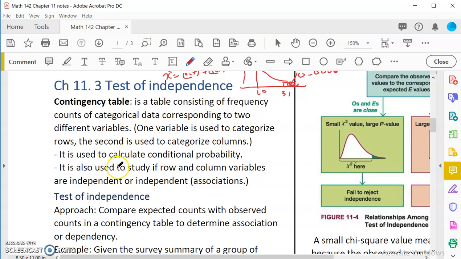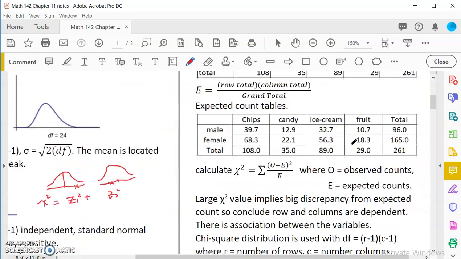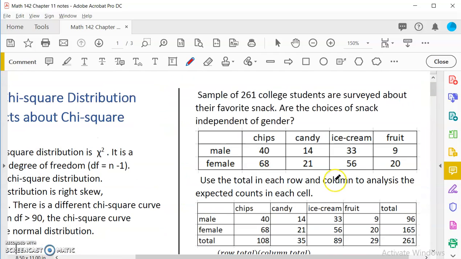So going into 11.3, it is used for testing of independence. In chapter 3, we learned that if someone gives you a contingency table that classifies categorical data in two ways, this is one example. We classify people's favorite snack choice. Some people like chips if there's a choice. Some people like candy. Some people like ice cream, between male and female. So what we want to do is, are they dependent? Is the choice affected by gender?